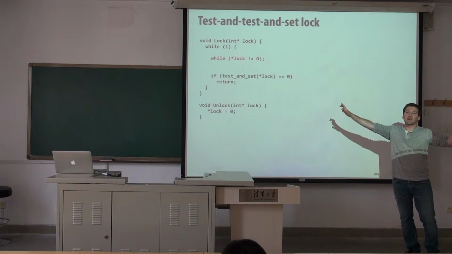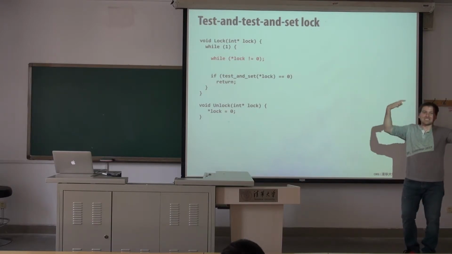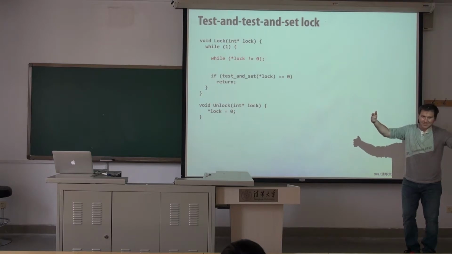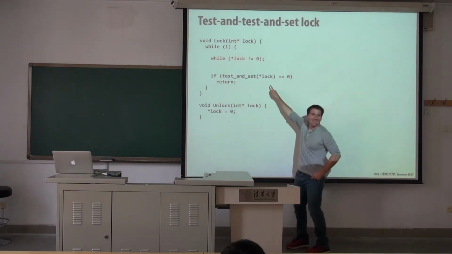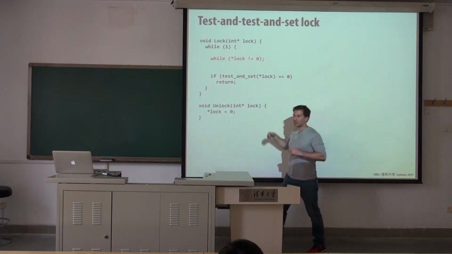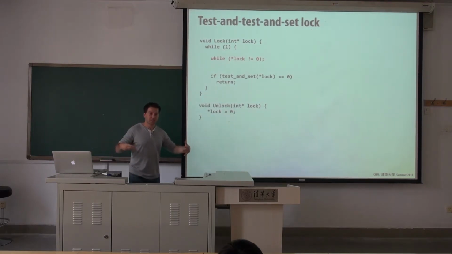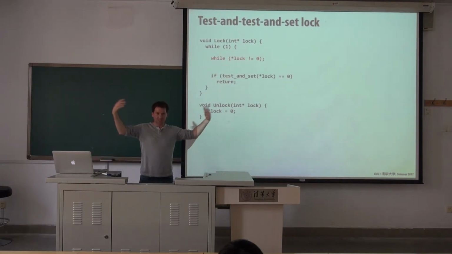All of them are going to say, oh gosh, it's 0 now. And then all of them are going to issue bus read X because they're going to try and run this. And only one of them will win. So now what's happening is that when the lock gets taken, there's just no traffic at all.